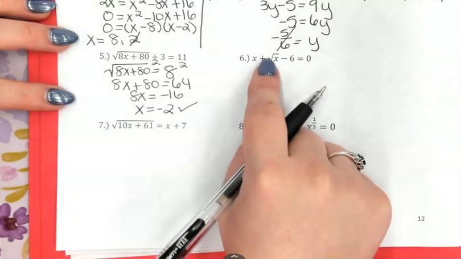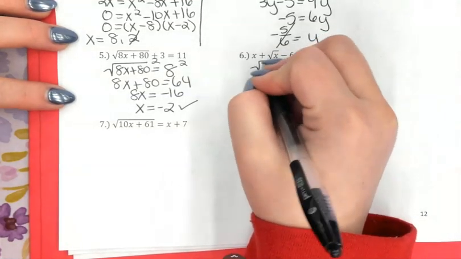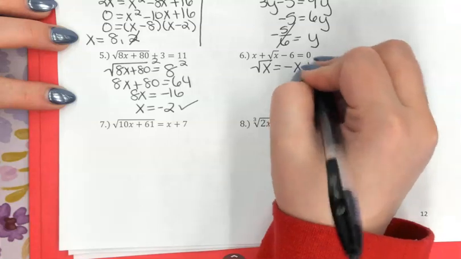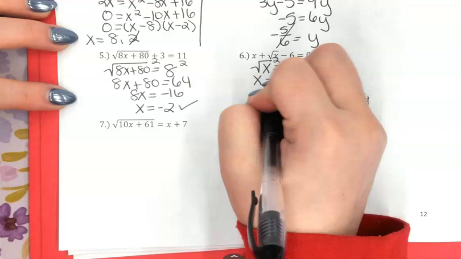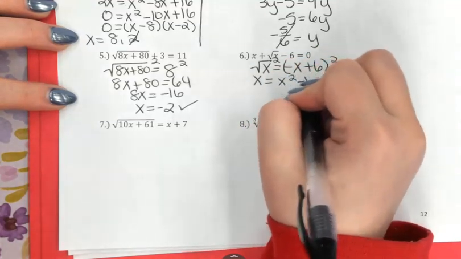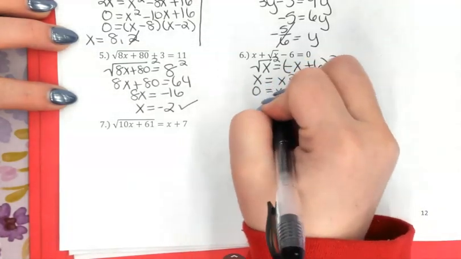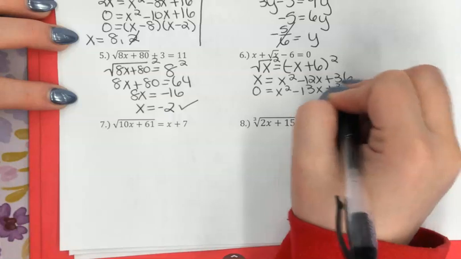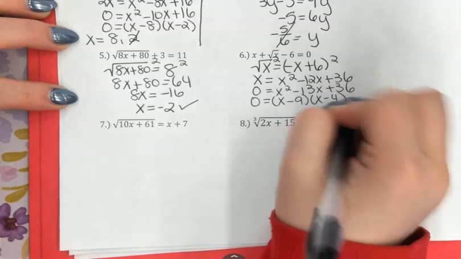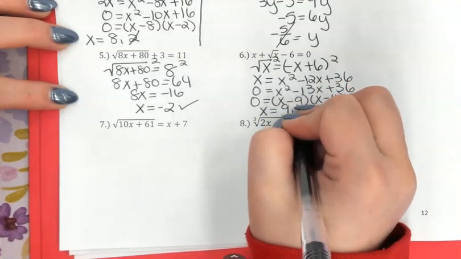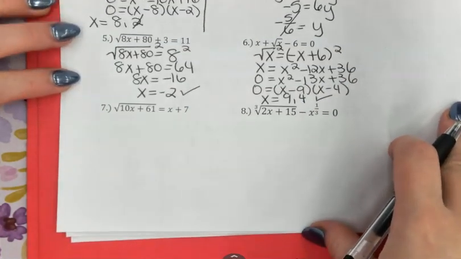Okay, on 6, my radical is not by itself, so I need to move over the x and the 6. So the square root of x is going to be equal to negative x plus 6. When I'm squaring both of those sides again, I'm going to need to FOIL over here. That's going to give me x squared minus 12x plus 36. This is going to be solved by factoring. So I'm going to subtract that x. When I factor this, I'm going to have negative 9 and negative 4, which means my two solutions are 9 and 4, both of which work. Neither of those makes a negative inside my square root.